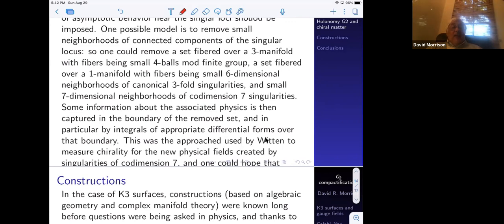okay, that slide got cut off. One could hope, well, I wonder what I wrote. One could hope that that works for all cases in codimension 7. Sorry about that.